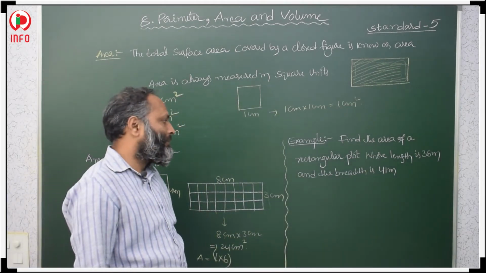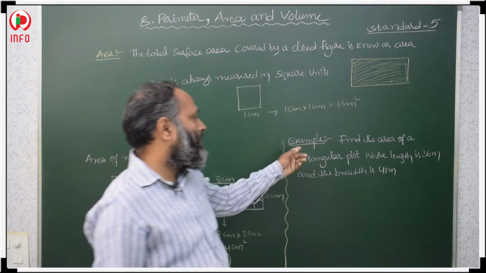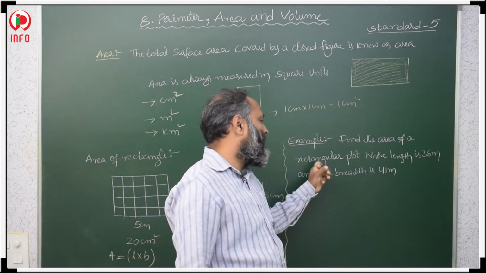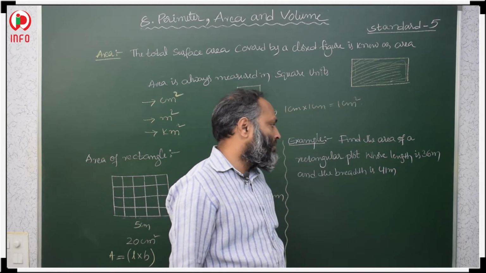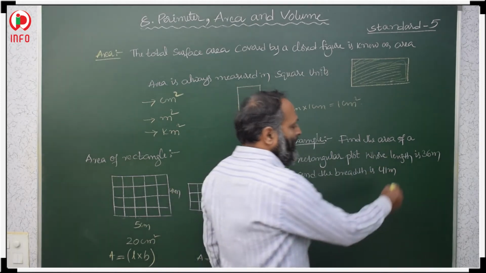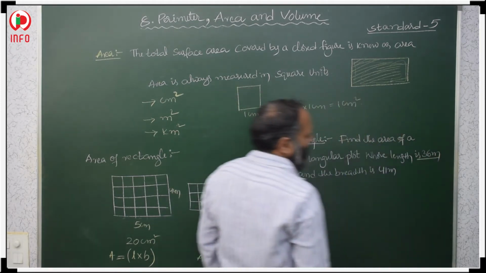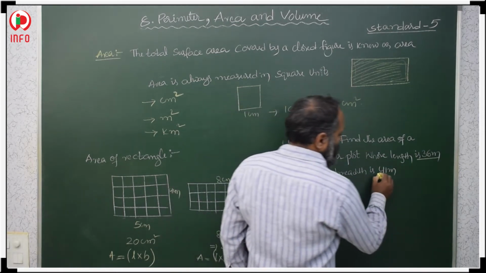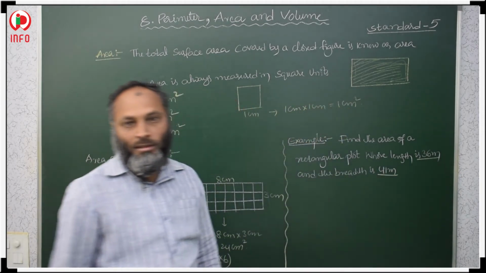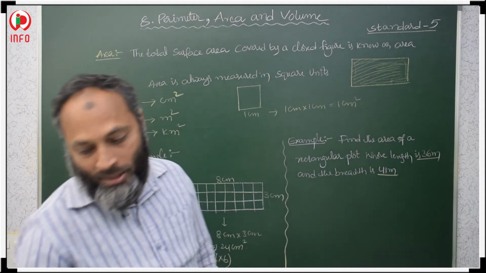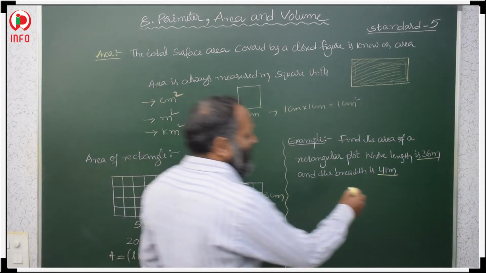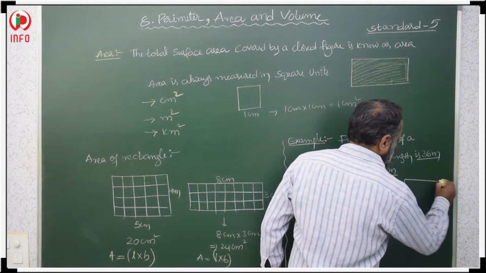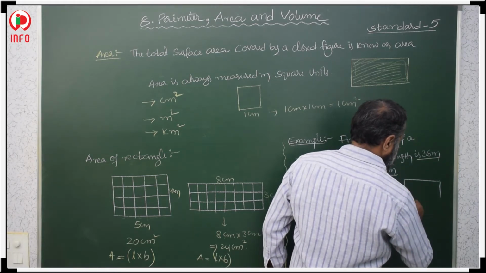Okay. Now the problem: find the area of a rectangular plot whose length is 36 meters and breadth is 41 meters. Length is given and breadth is given. So this is a rectangular plot.